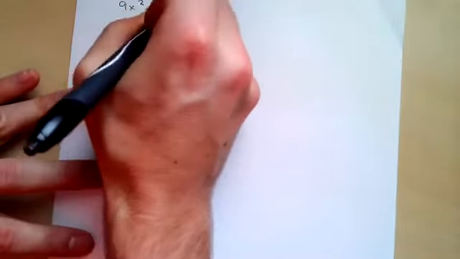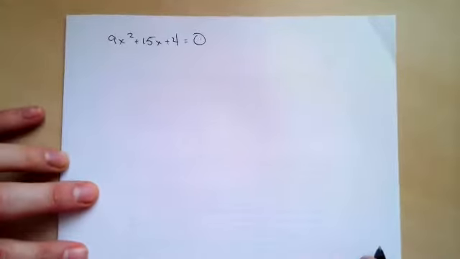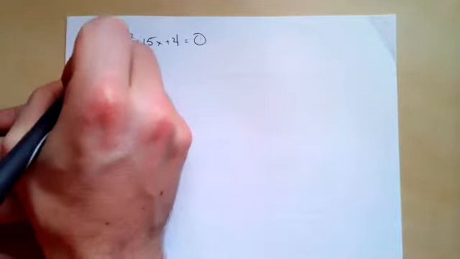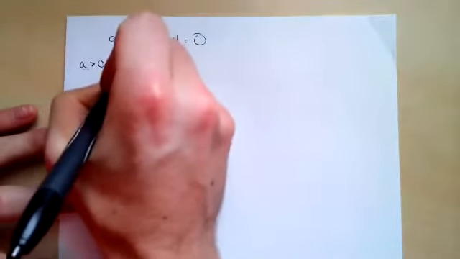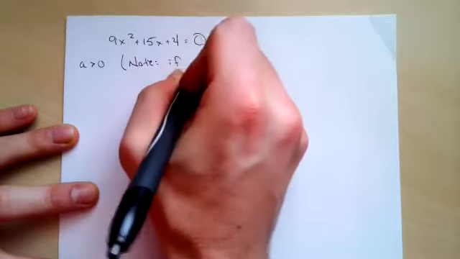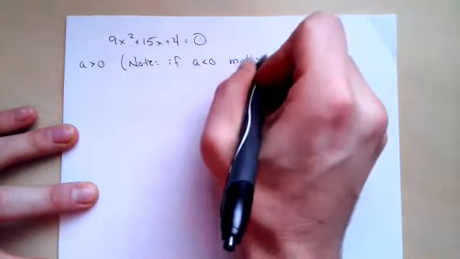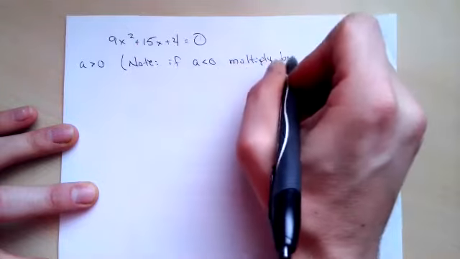If we have an example where a is not 1, in this case, at least our a is positive. So let's make a note. If a is negative, multiply everything by negative 1.